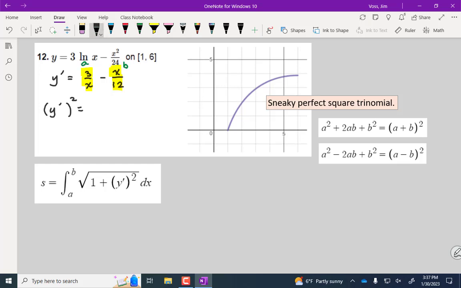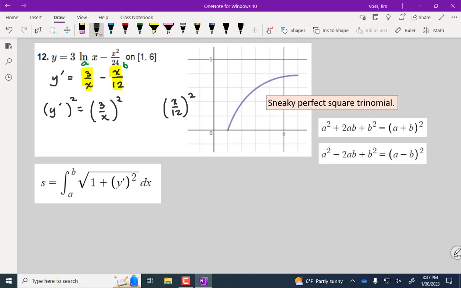And what I would do is write it like this. I would be very patient. Just write it like that, a squared. Don't write it as 9 over x squared. That will mess you up. b squared. b is just x over 12, quantity squared. So just leave it like that. Just be patient. Don't multiply it all out.